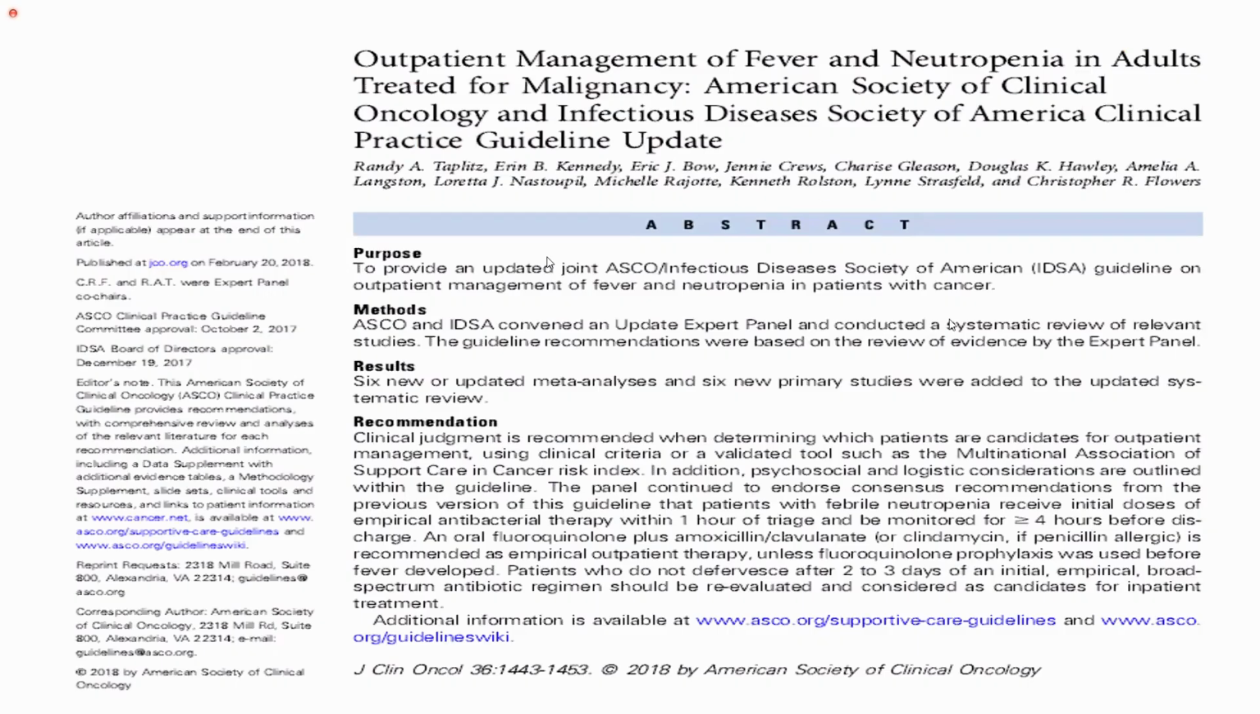So these are the ASCO guidelines published in 2018, and they recommended that those patients who are at low risk for febrile neutropenia can have IV antibiotics within 1 hour of triage, and they need to be monitored before discharge on oral antibiotics like ciprofloxacin plus Augmentin or fluoroquinolones.